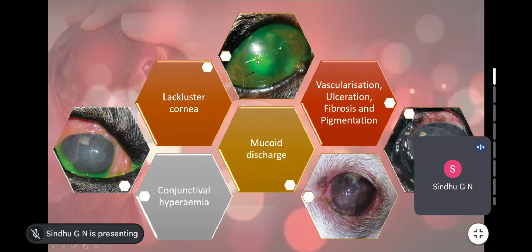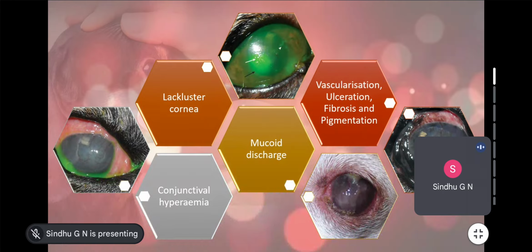Here you can see a rough surface with the dye uptake. These are the mucin discharge which got dye uptake. And here there is a superficial erosion also, corneal erosion due to the dryness. So altogether it has a rough appearance of the corneal surface. Then conjunctival hyperemia and red eye can be there because of KCS.